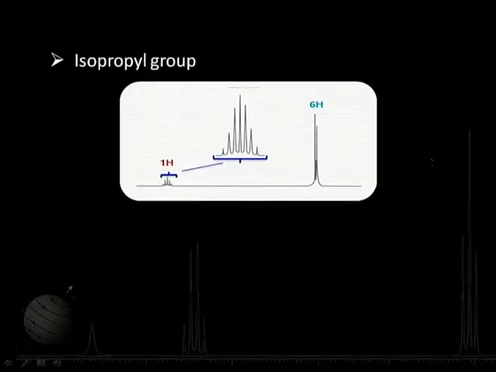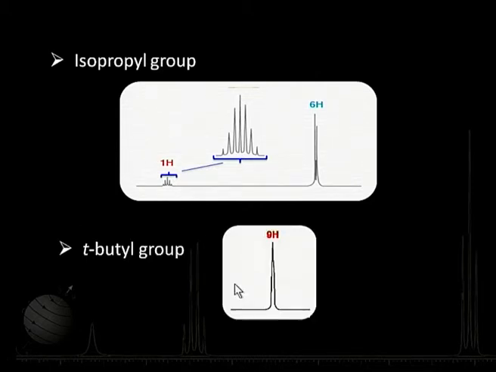Isopropyl group is another possibility. Isopropyl group is CH, CH3, CH3. So, there are 6 neighbors here. The 6 neighbors will give me, for the one proton, a pattern of this kind. It is a septet here, a 7-line pattern, and the intensity ratio we can work out from Pascal's triangle, and for the 6 protons I will get a doublet because they have only one neighbor there. That is a typical pattern we will be making use of.